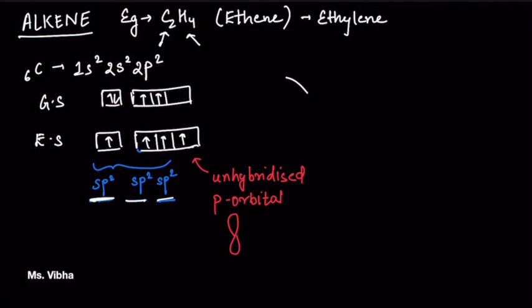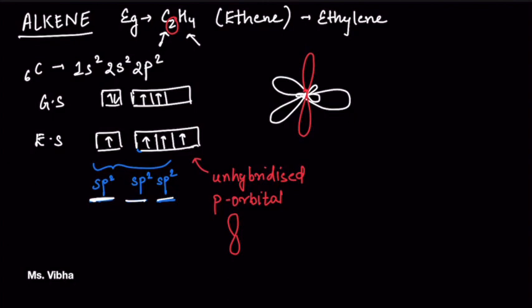So this is 1 sp2 orbital, this is another sp2 orbital, and this is the third sp2 orbital. We'll make it like this. So these 3 are sp2 orbitals, and we have to make the unhybridized p orbital here. So this is an unhybridized, dumbbell shaped p orbital, and this is for 1 carbon. In the same way, we will make it for another carbon because we have 2 carbons here.